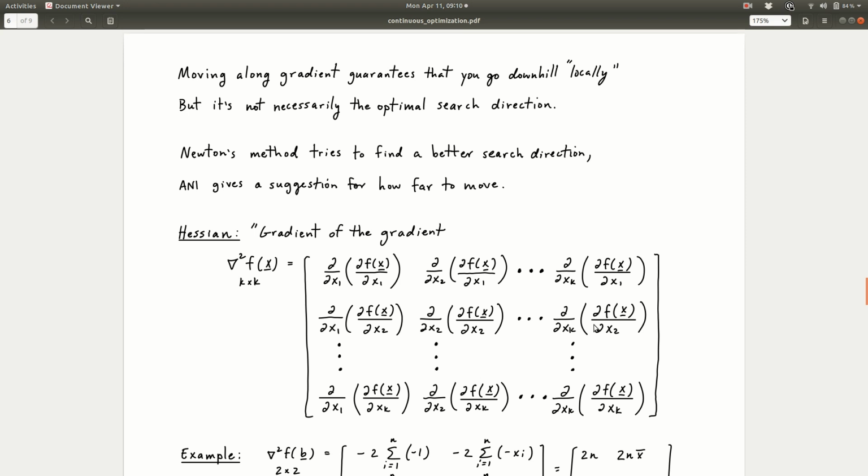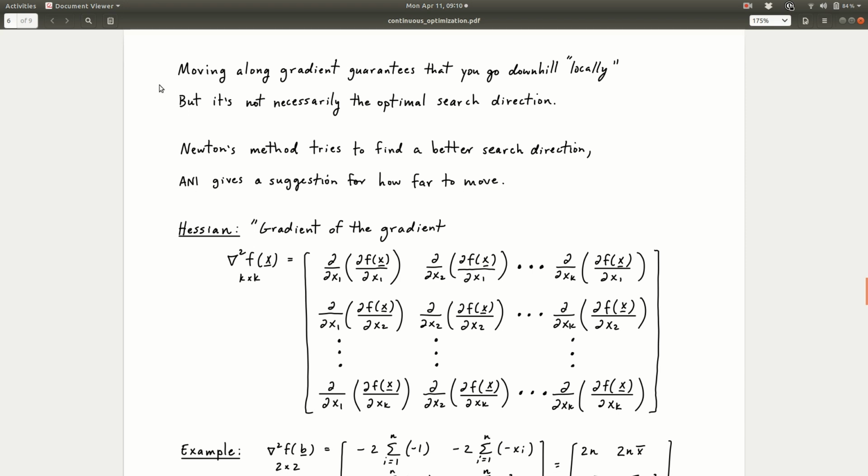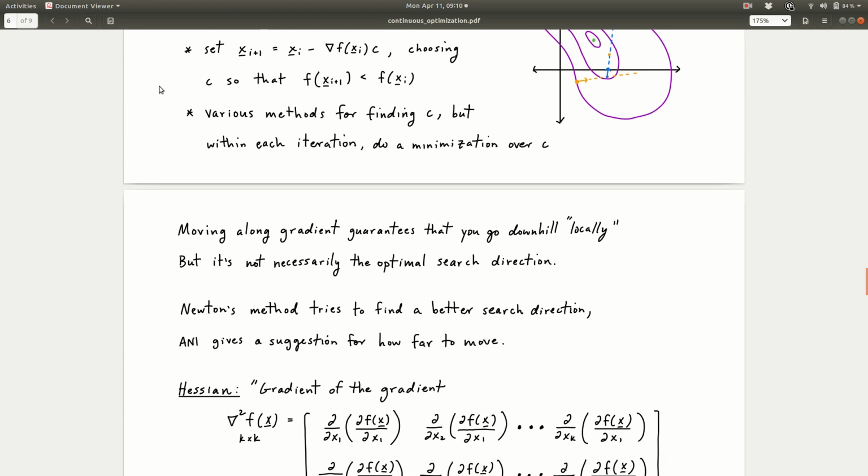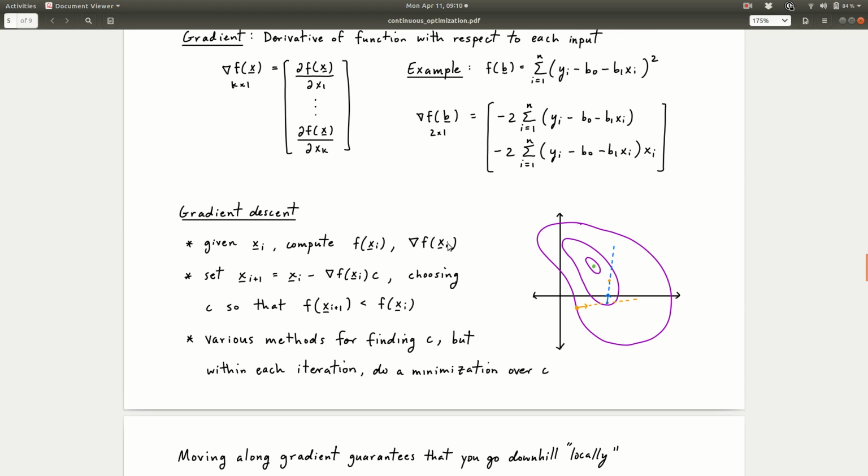Okay, so like I said, what that means is if you move along the gradient, that guarantees that you're going downhill. But it's not actually the optimal direction to look in many cases. So if we go back to this example, the gradient points this direction. But actually what you would rather go is this direction, which will point you closer to the minimum.